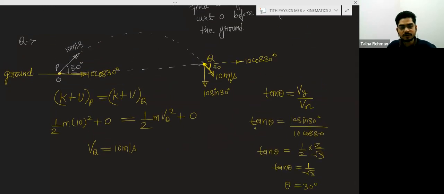And you can also learn this thing. If you are projecting a projectile from some point, the final speed will be the same as the initial speed by energy conservation, and the angle will also be the same by symmetry, as you can see.